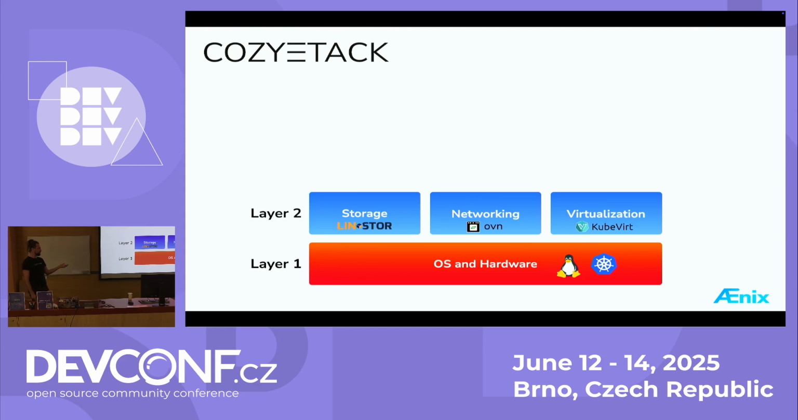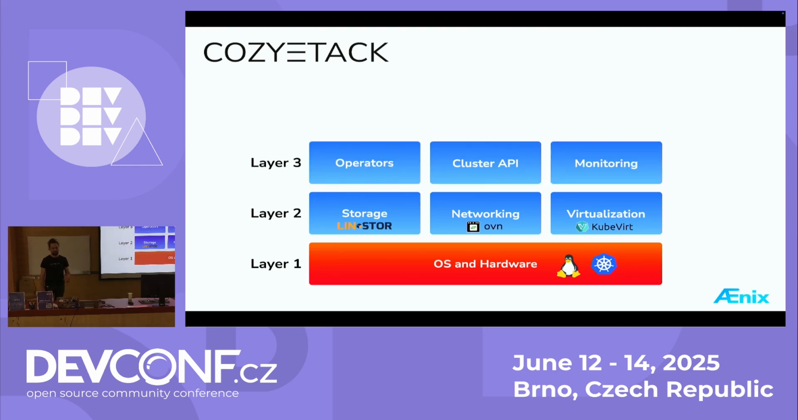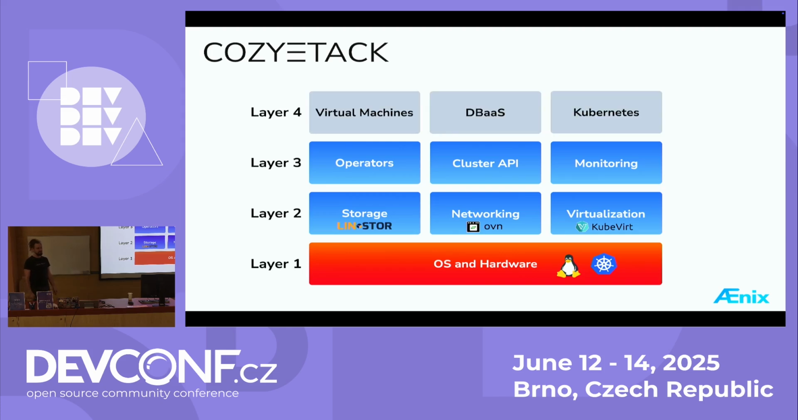So on this layer, we use LinStore. It's a storage orchestrator, networking system based on KubeVirt, and virtualization based on KubeVirt. Then we also ship it with pre-configured operators, cluster API, and monitoring services. And on final layer, you have this API where you can create virtual machines, databases, and Kubernetes clusters.